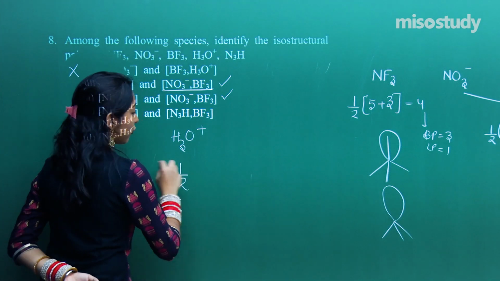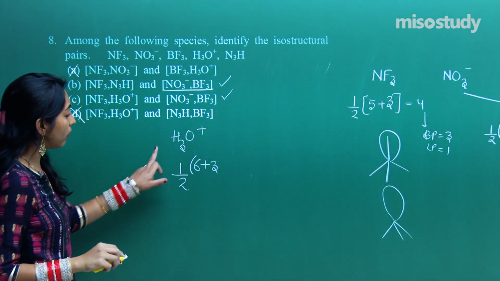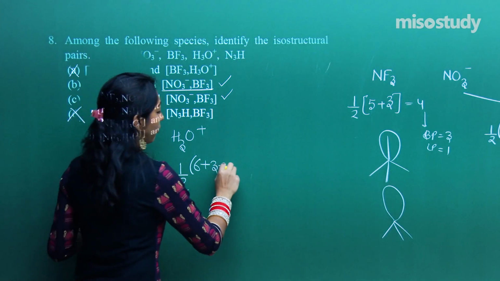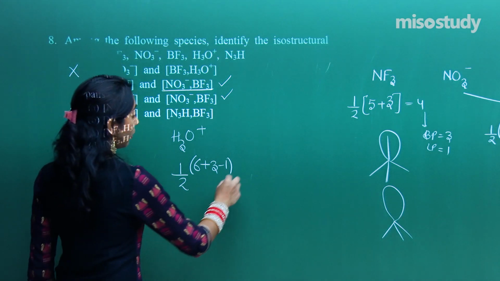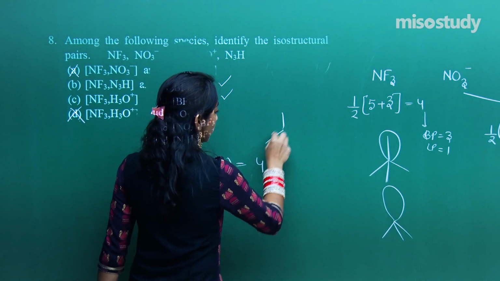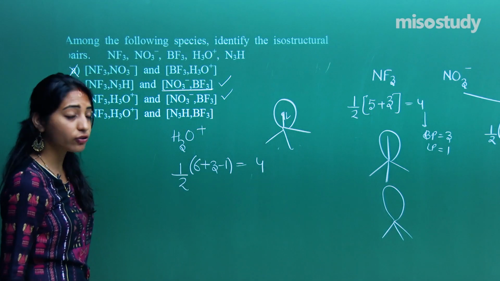Half the number of valence electrons of the central atom, 6, plus the number of atoms attached by single bond, which is 3, and then minus 1. So 9 minus 1 is 8, and 8 by 2 is 4. So 1 will be a lone pair. So again this will be the structure.